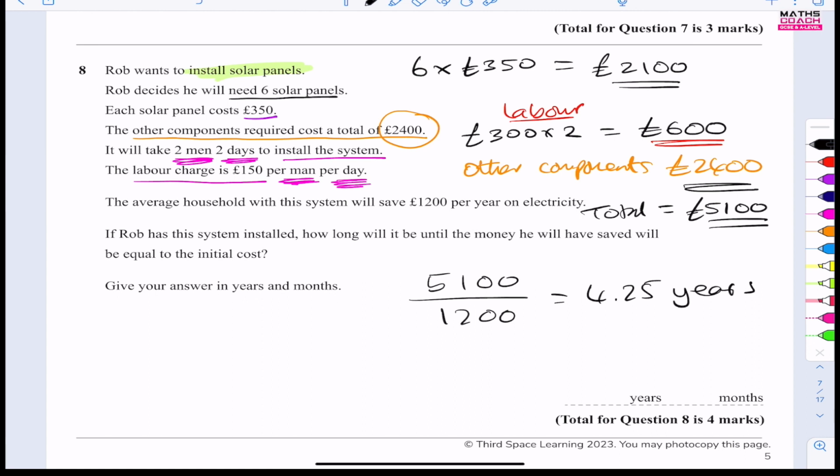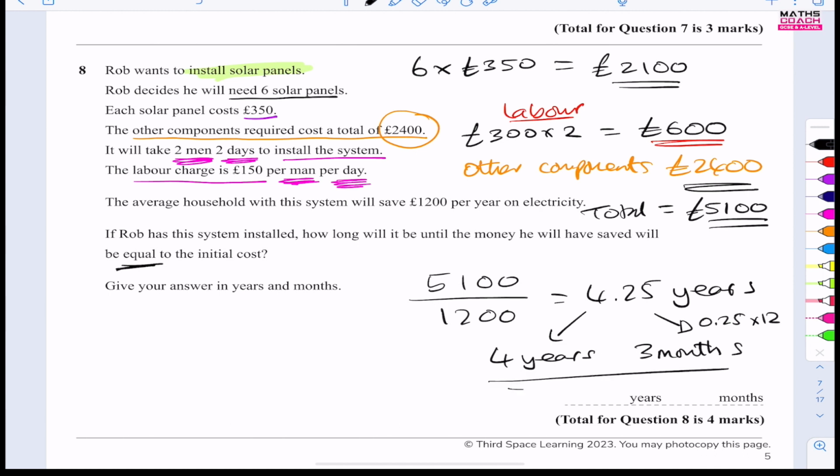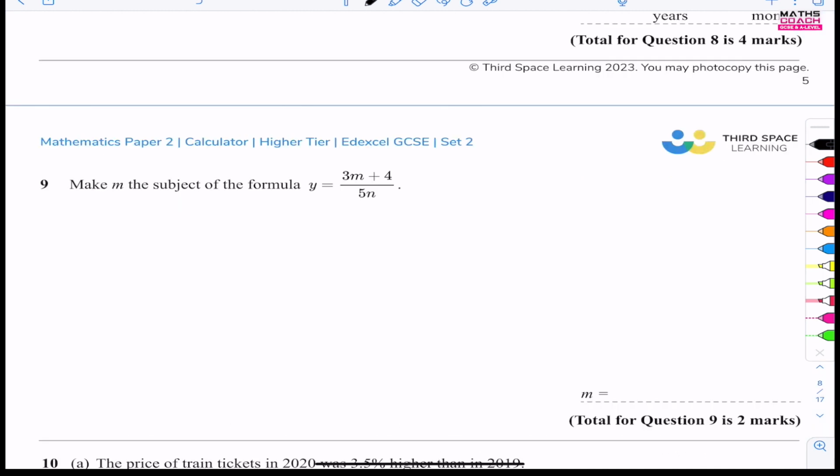Okay, so that's what it asks us to do, because we just want to know when it is equal to the initial cost. So that is 4 years, and 0.25, we will multiply that by 12. So 0.25 times 12 is 3. So it's 4 years and 3 months. And that's our answer. Question number 9.